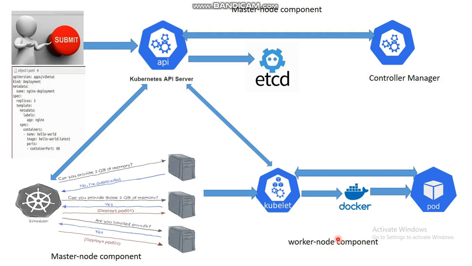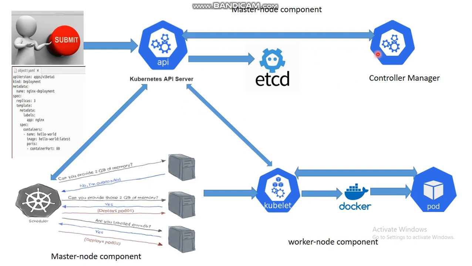The kubelet doesn't start the pod and walk away. It continually monitors the health of the pod, ensuring it's running as expected or not. It sends regular updates back to the API server, which tracks the actual state of the pod against its desired state.